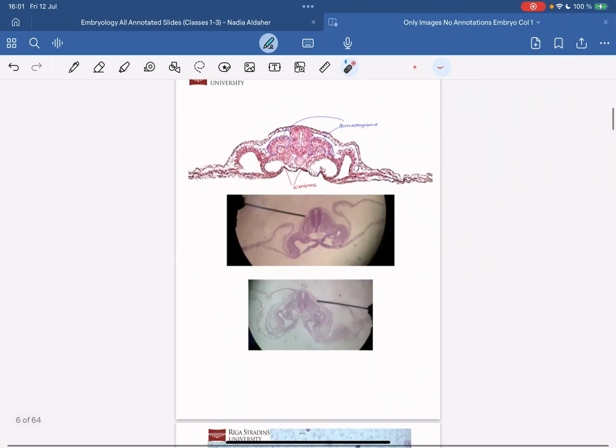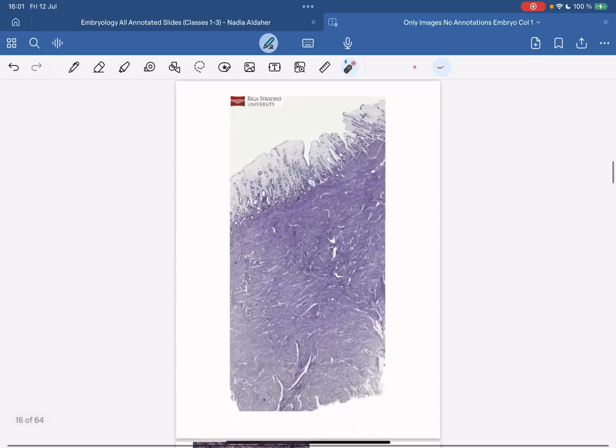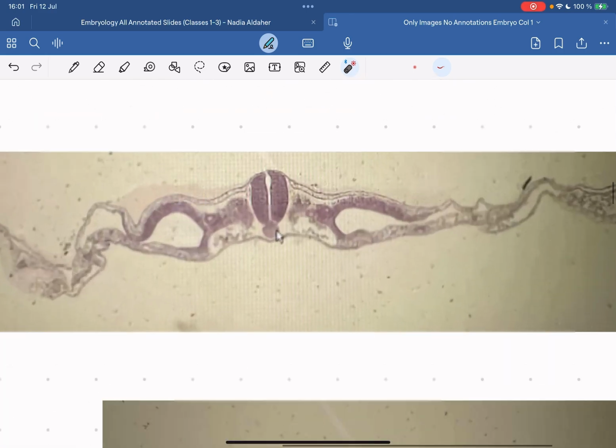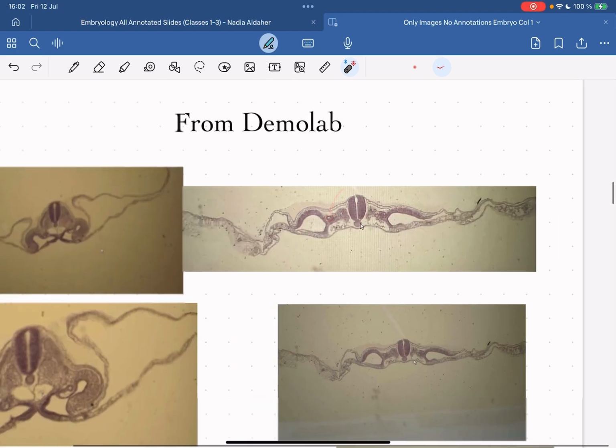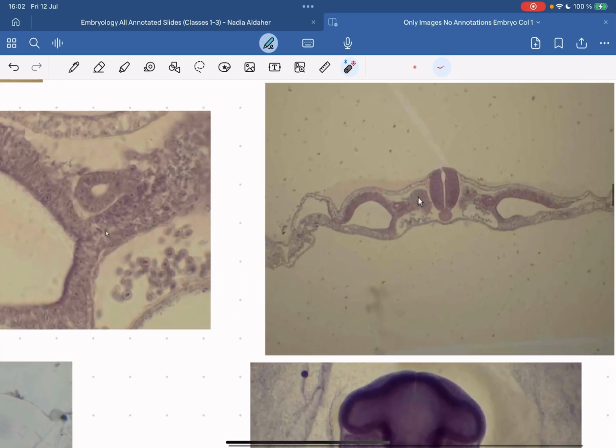Okay, looking at the demo lab slides, could we find a nephrotome here? I would say both of these sides have a ductus mesonephricis. So here we have a very fragmented somite, and then we have the intermediate mesoderm, and then on top of the intermediate mesoderm we see this little slug-like thing with a hole in the middle. This would be the ductus mesonephricis. Same thing over here, a little thing with a hole in it, making it a ductus mesonephricis.